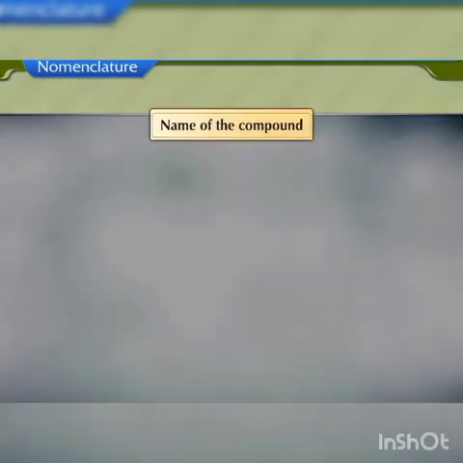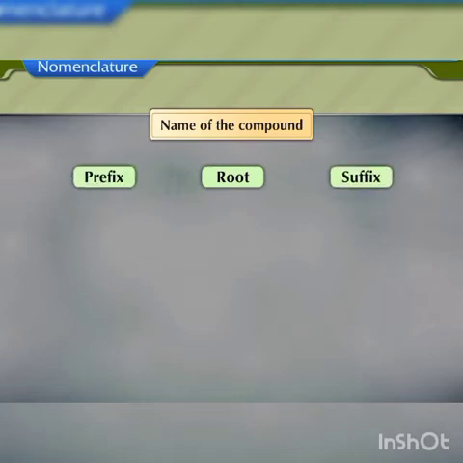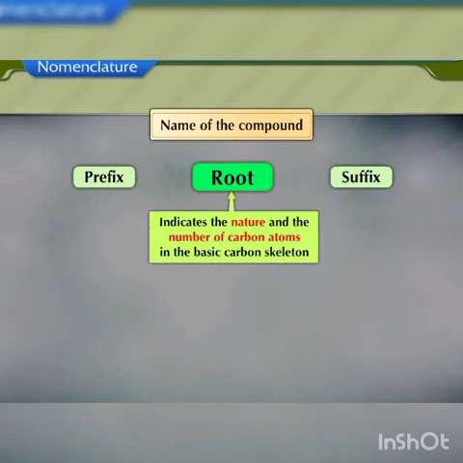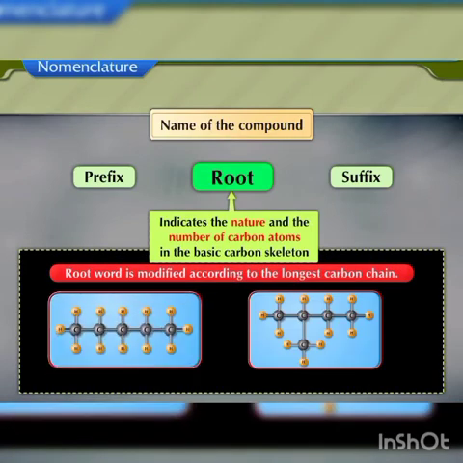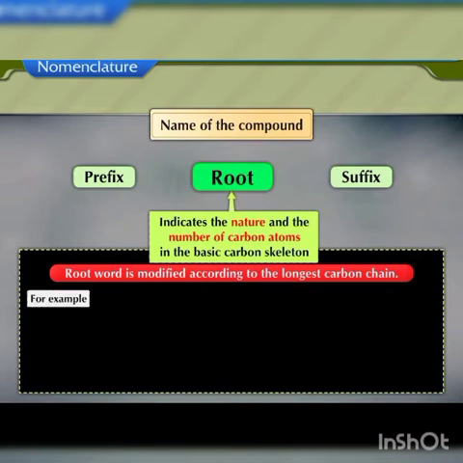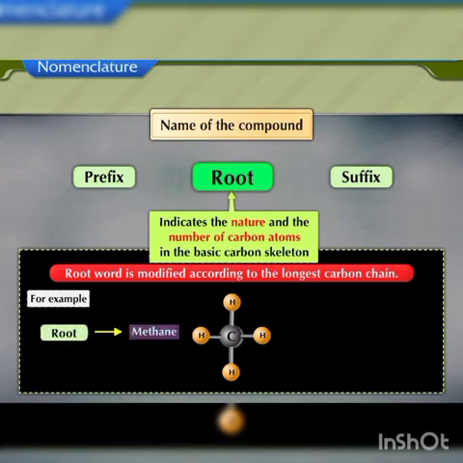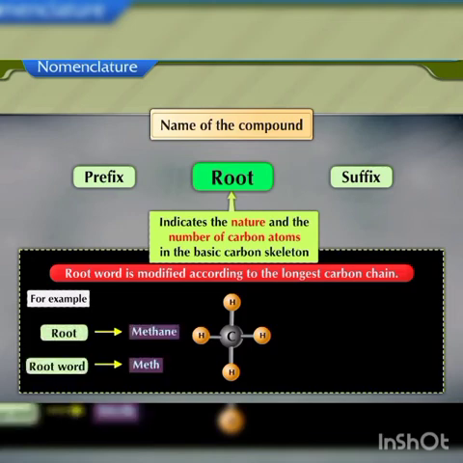The name of the compound can be expressed from the root of the basic organic compound, the prefix and the suffix. Let us understand each of these terms. The root of the organic compound indicates the nature and the number of carbon atoms in the basic carbon skeleton. The root word is modified according to the longest carbon chain. For example, if the chain has only one carbon atom, the root is methane and the root word is meth.